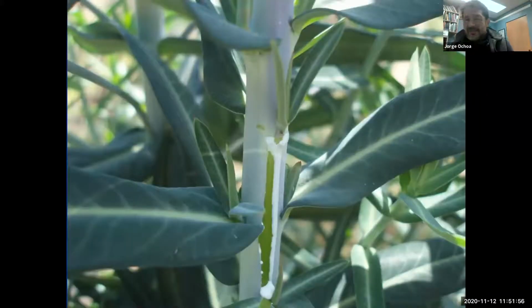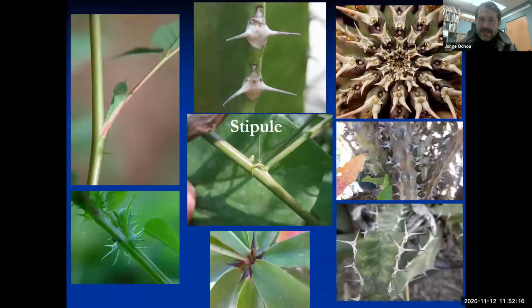So breaking the leaves, we'll have that white latex. And as mentioned before, when you see this, unless you know or are sure that it's safe, please do not eat it or be very careful with it. So here's euphorbia. I broke a leaf just to show you the sap.